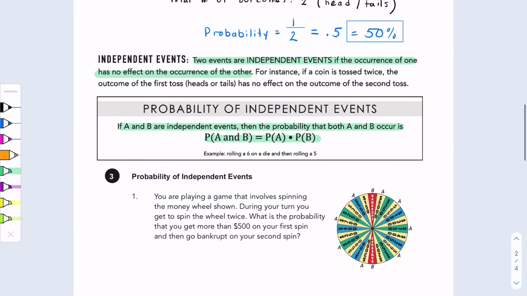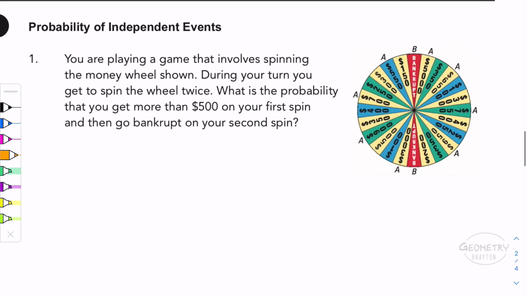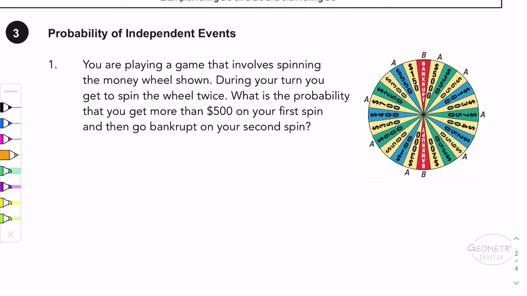We're going to look at an example of how we can use this. So the probability of an independent event. This says you are playing a game that involves spinning the money wheel shown. During your turn, you get to spin the wheel twice. What is the probability that you get more than 500 on your first spin and then go bankrupt on your second spin? Okay, so we need to analyze the spinner. So event A, we're going to say is this: what is the probability that you get more than 500 on your first spin?